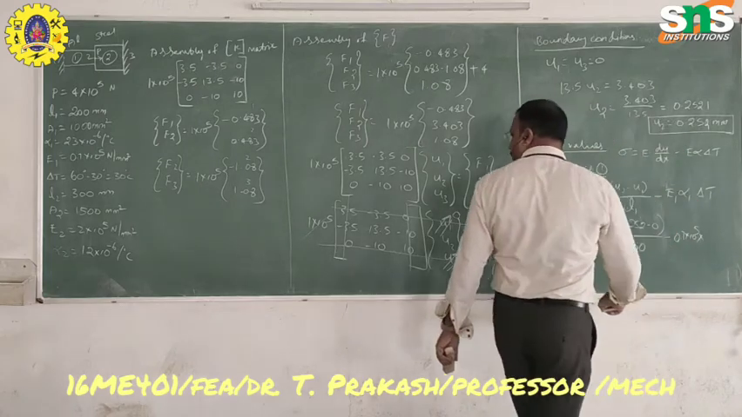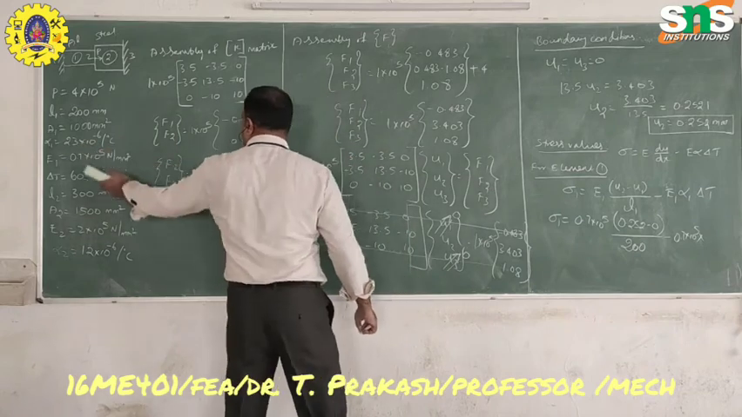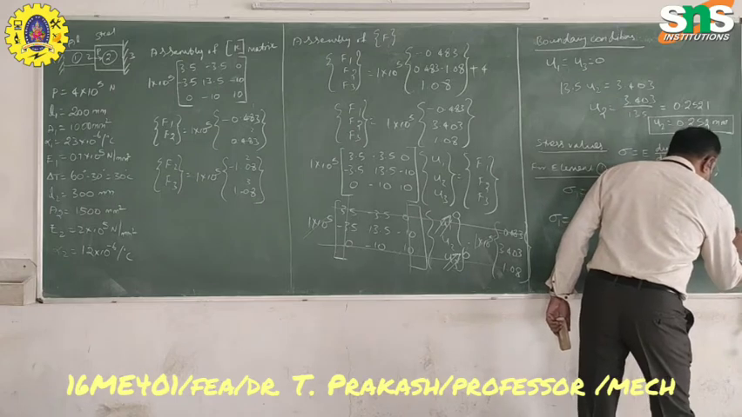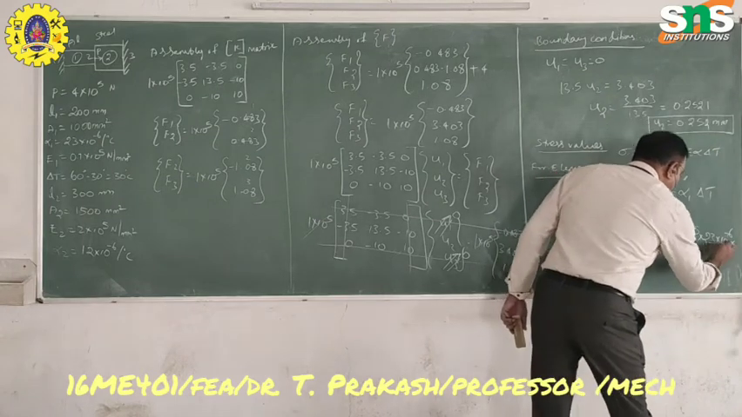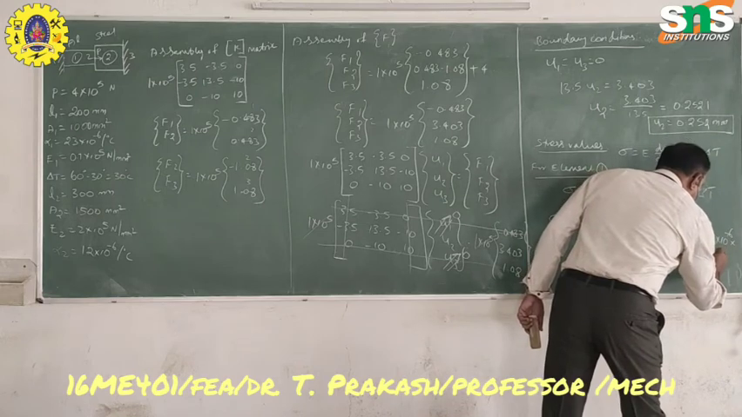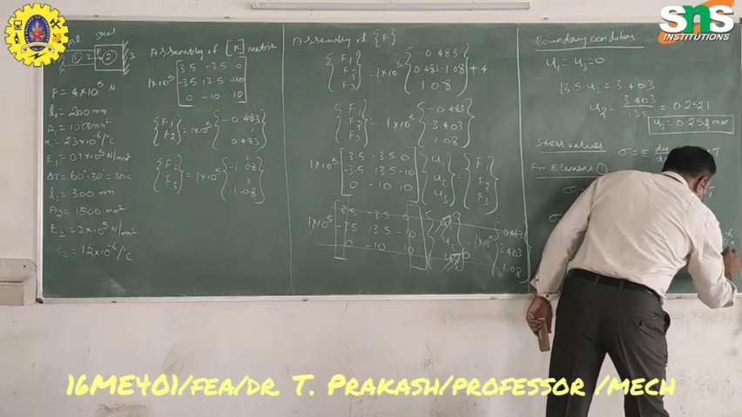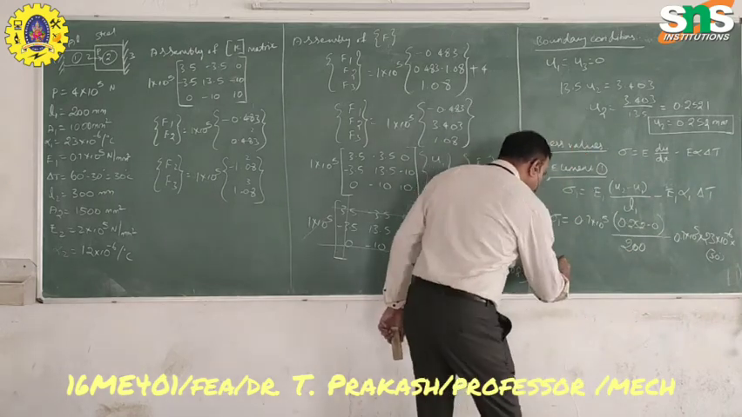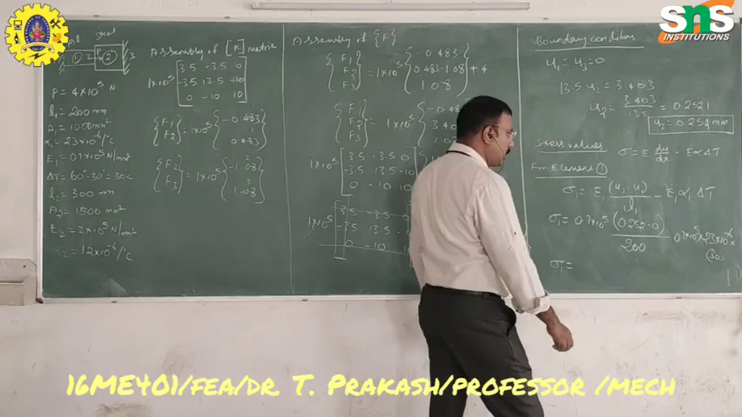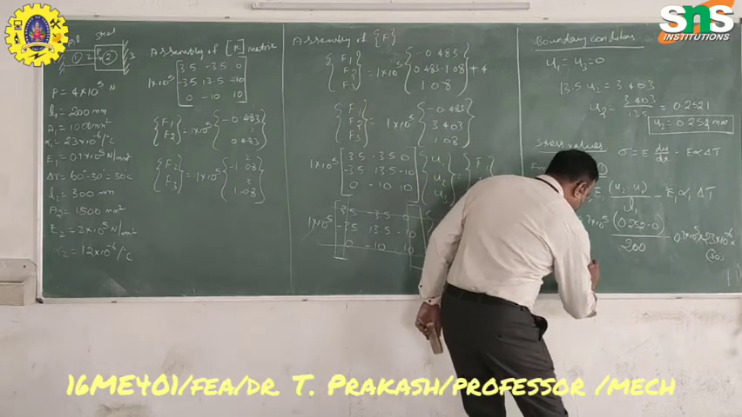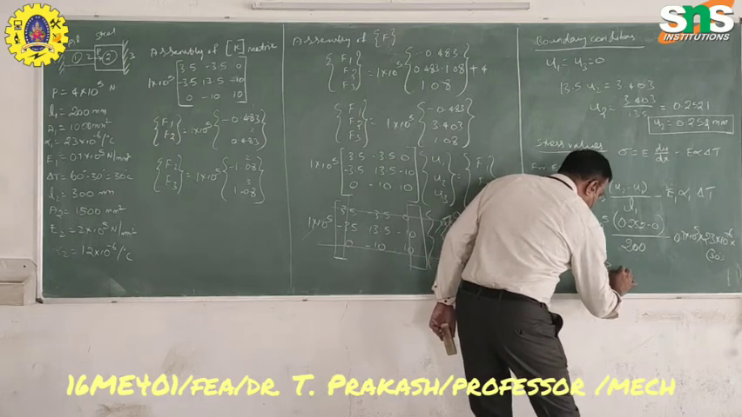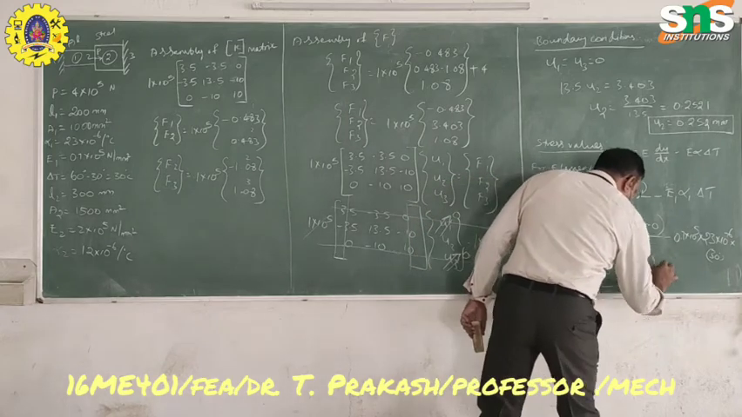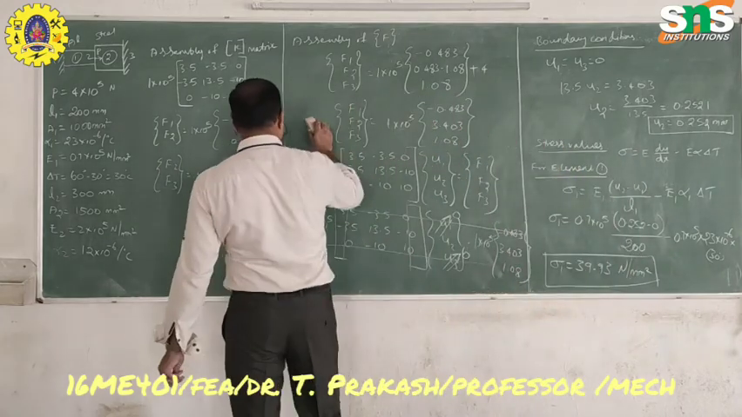alpha 1, the thermal coefficient of the first element, is 23 into 10 power minus 6. You also check the units, whether all the units are the same. Then delta T is 30 degrees Celsius. Now you solve these values, and you get the stress value of sigma 1. It comes around 39.93 Newton per mm square. It is the value of sigma 1. Similarly, you find the value of sigma 2.